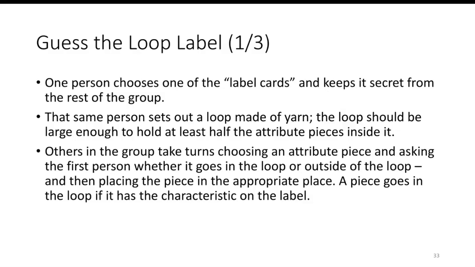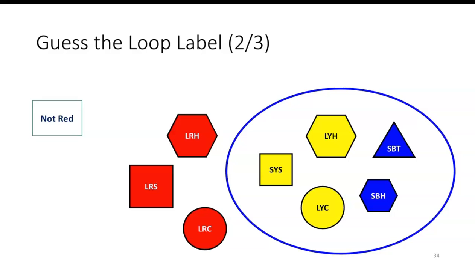Others in the group take turns choosing an attribute piece and asking the first person whether it goes in the loop or outside, and then placing the piece in the appropriate place. A piece goes in the loop if it has the characteristic on the label. So as an example, if the label card read not red, then you might have something like this, where yellow and blue pieces are inside the loop and red pieces are outside.